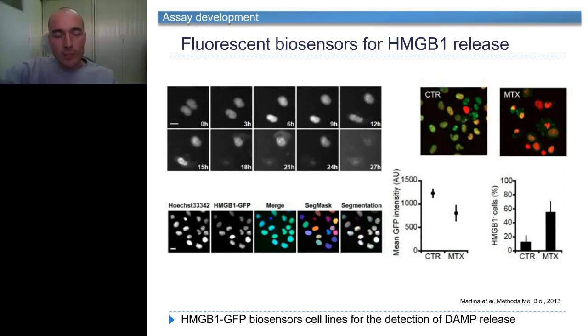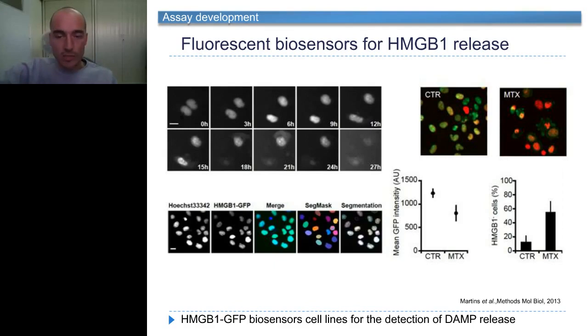So using this cell line co-expressing H2B-RFP, which marks the nucleus in red, we were able to do image analysis, and we converted this effect that we saw in the movies into numbers, which is necessary to conduct a screening approach, of course. As you can see, the control cells do co-express HMGB1 and H2B-RFP, whereas the mitoxantrone-treated cells do show a release of HMGB1-GFP.